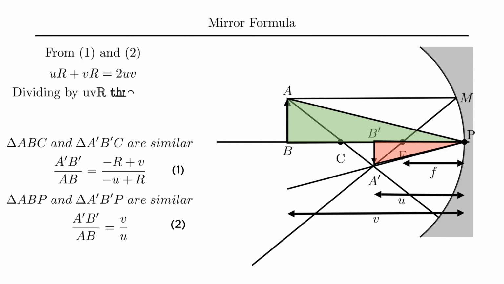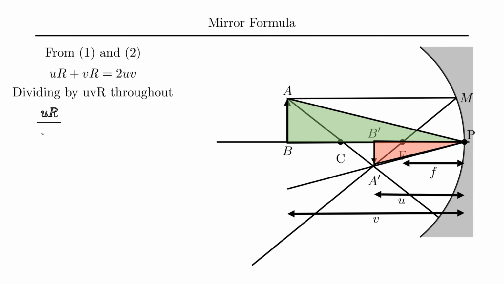On dividing by uvR throughout, we get 1 upon v plus 1 upon u equals 2 upon R. Since R is twice of focal length, the above equation becomes 1 upon v plus 1 upon u equals 1 upon f, which is the required relation.